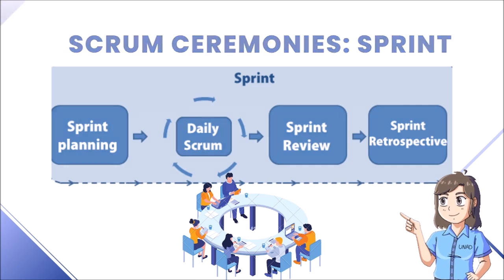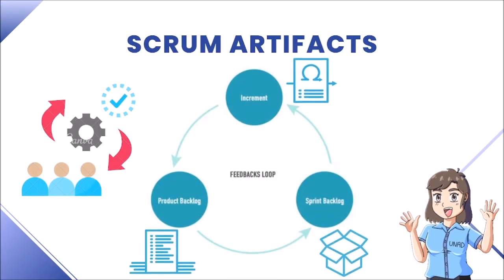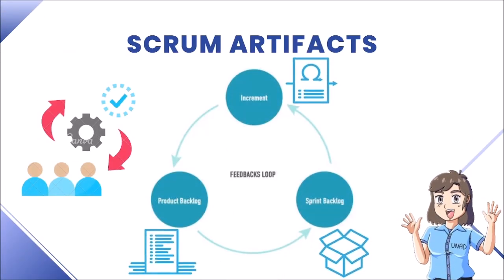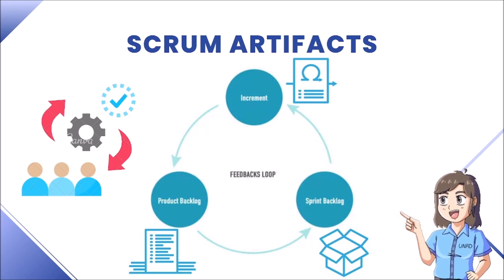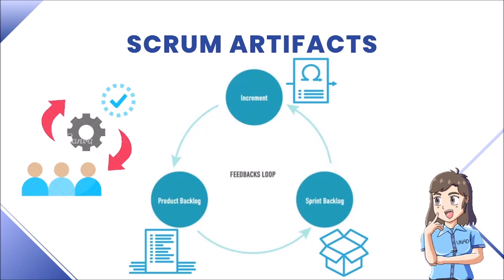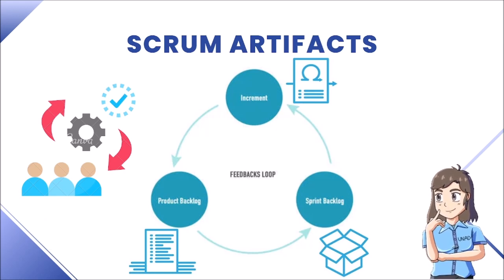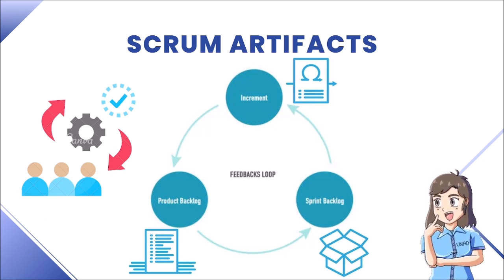Finally, we have the Scrum artifacts, which guarantee the transparency of key information in decision making. Product backlog is a dynamic list of features, requirements, improvements, and fixes that act as input for the sprint backlog.